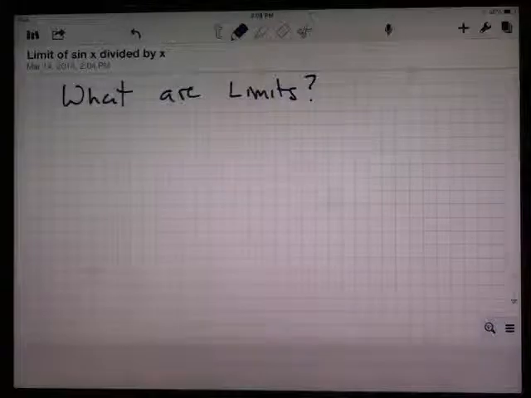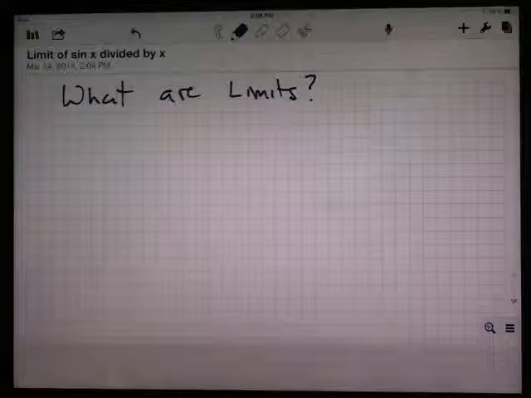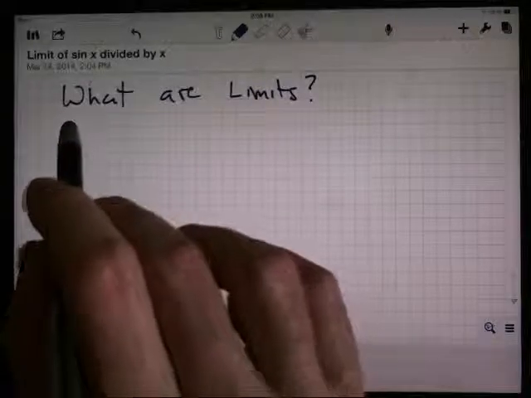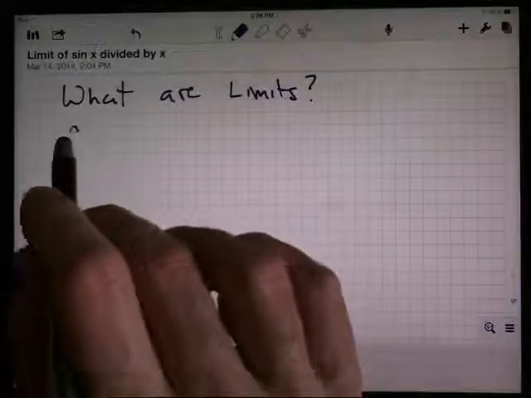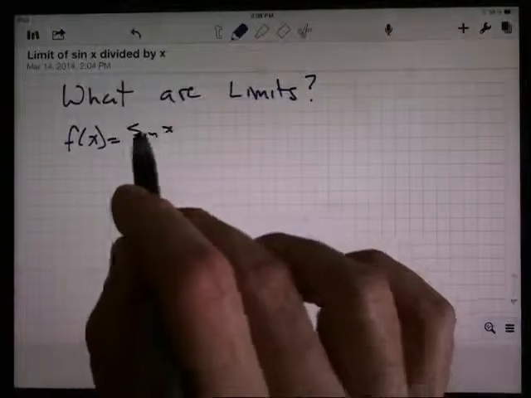Calculus is based on the notion of limits. The question is, what are limits? We're going to look at an example here to show you what we mean. So I want to look at the function sine x divided by x.